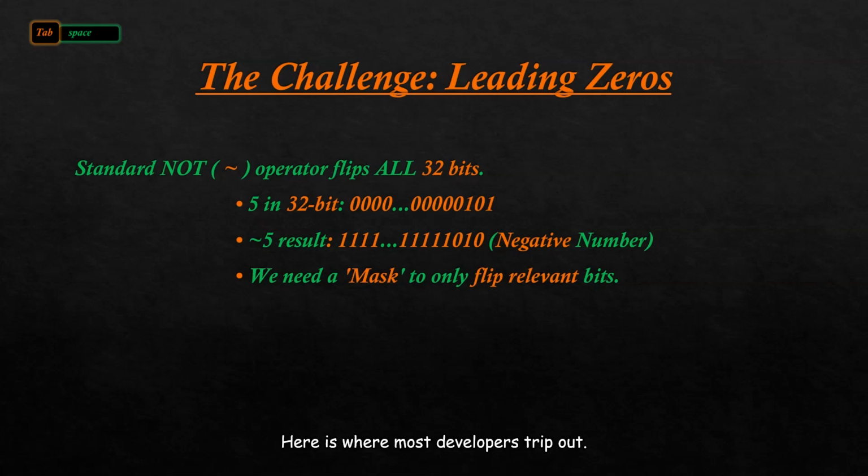Here is where most developers trip up. In C++, an int isn't just 3 bits, it's usually 32 bits. If you use the standard NOT operator, the computer sees those 29 leading zeros and flips them into ones. Suddenly your small positive number becomes a massive negative value because that first bit, the sign bit, is now 1. To the computer, that's a signal for a negative number in 2's complement.